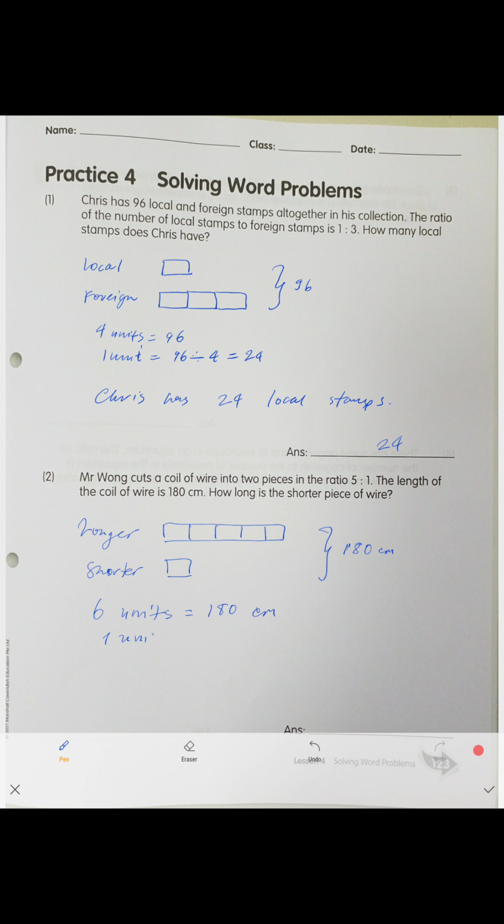1 unit is 180 divided by 6, which is 30 centimeters. Alright, so that's your answer. 30 centimeters, and the shorter piece of wire is 30 centimeters. Alright? Okay.